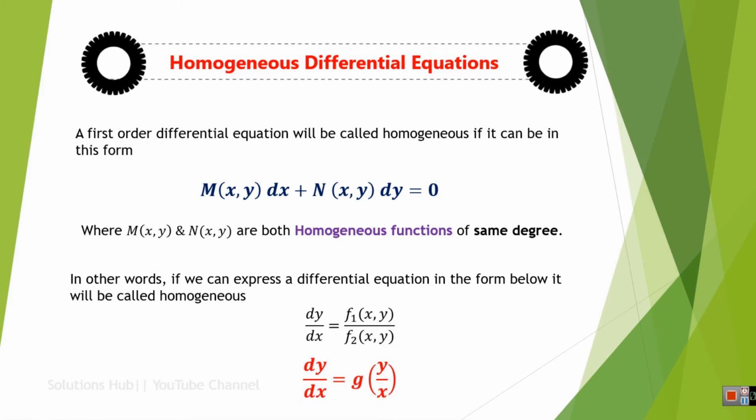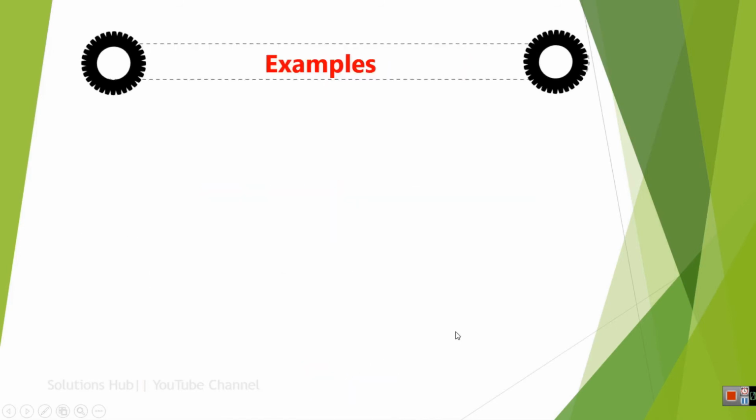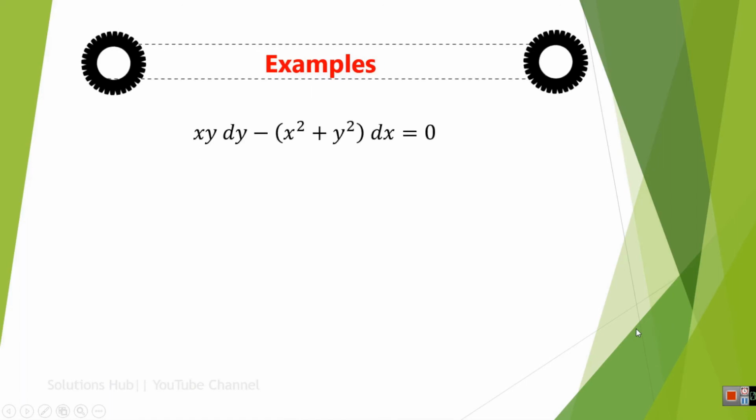So in order to identify a homogeneous differential equation, you have to make that particular form, and you have to be sure that the functions involved in your differential equation are homogeneous of the same degree. So let's talk about an example here, an example of a homogeneous differential equation. We are now going to solve it so that you can get the idea of how we solve a homogeneous differential equation.